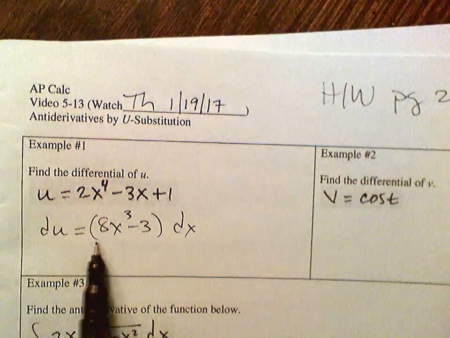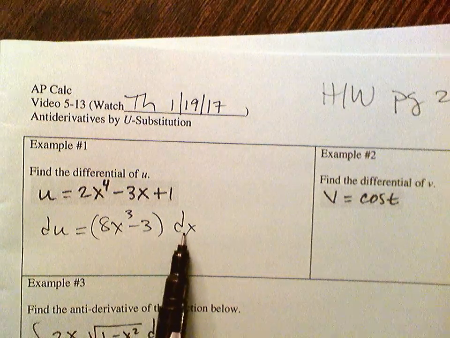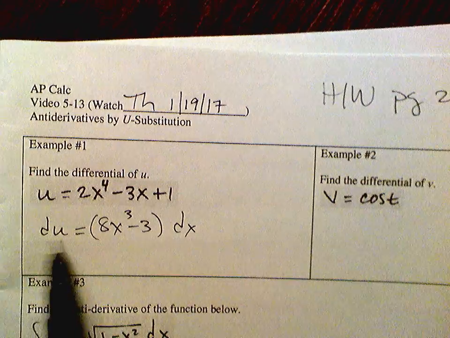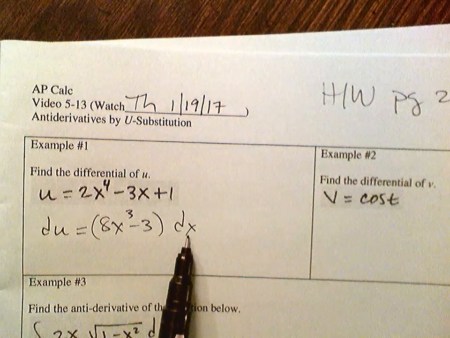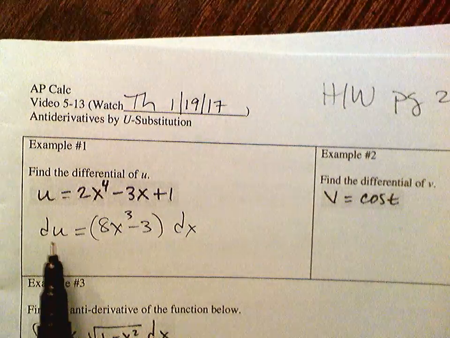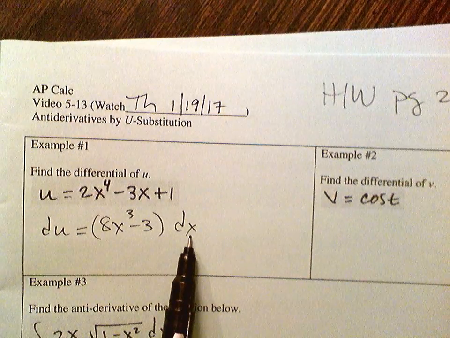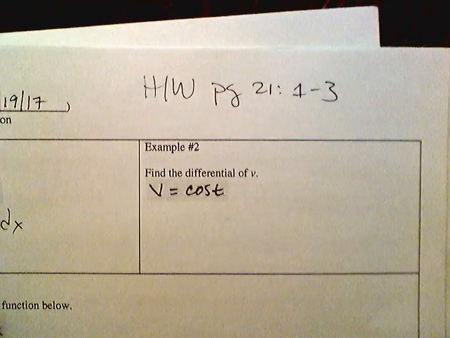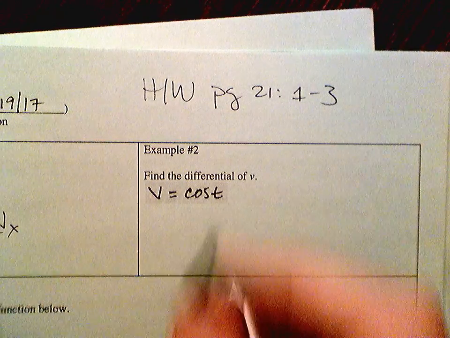Okay, so this here to the right is the differential of u. So du stands for the differential of u, and that's what it is there. You just do du, and then you take the derivative and put a dx at the end, and this is the differential. Okay, find the differential of v.